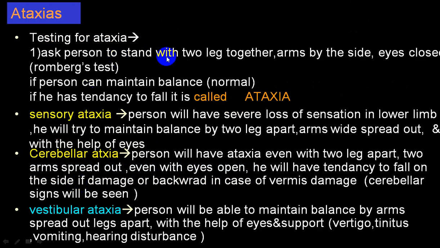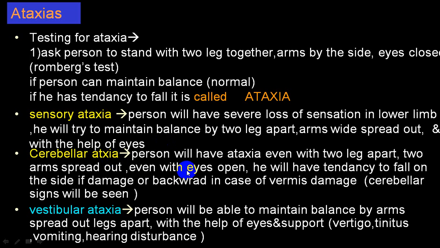So ask the person to stand with the two legs together, arms by the side and eyes closed. Romberg test. If the person can maintain the balance, normal. If he has a tendency to fall, it is called ataxia. In sensory ataxia, the person will have a severe loss of sensation in the lower limb. He will try to maintain the balance with two legs apart, arms widespread, and with the help of the eye. As soon as he closes the eye, he will have a tendency to fall.